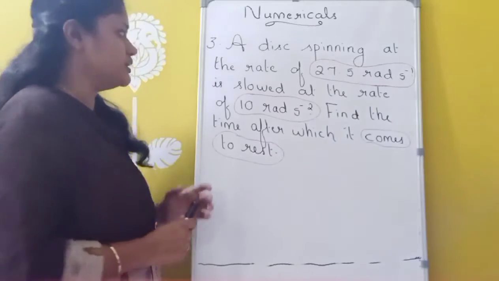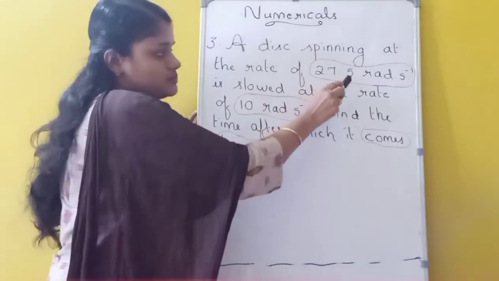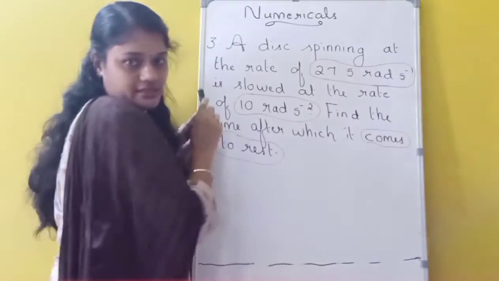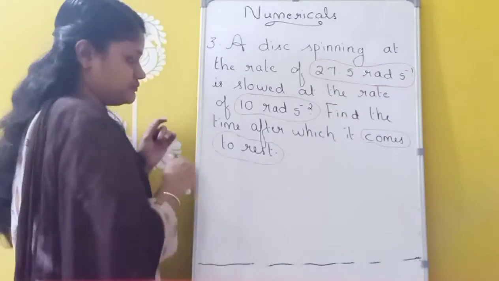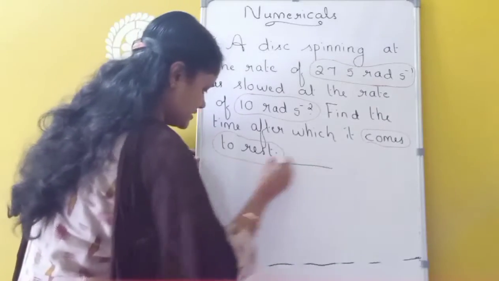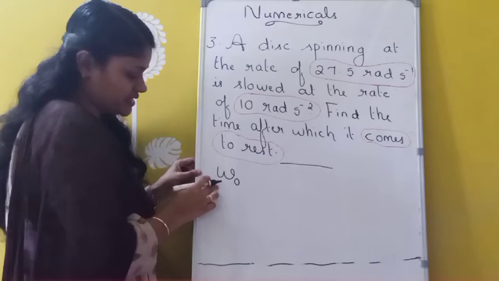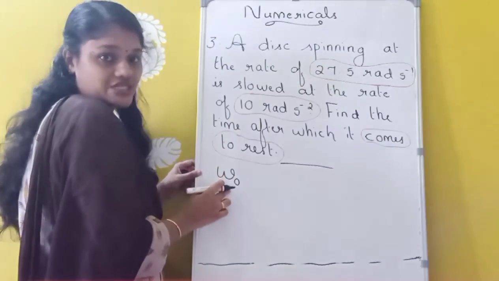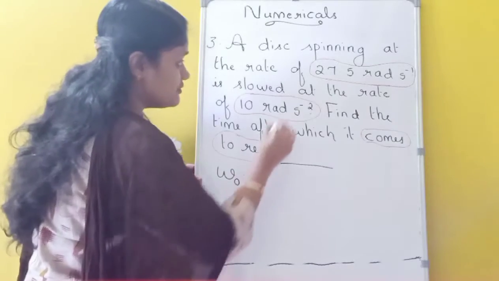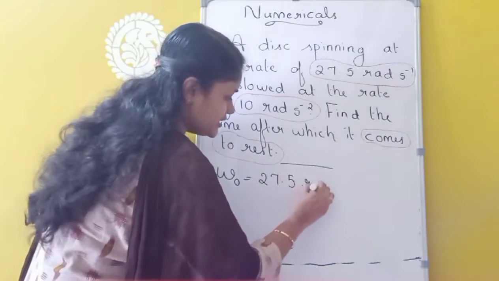Now third problem. A disc spinning at the rate of 27.5 radian per second. So that means this 27.5 is the angular velocity. So angular velocity, initial angular velocity taken as omega 0. So omega is a symbol for angular velocity. So initial angular velocity can be taken as omega 0. That is given as how much here? 27.5 radian per second.